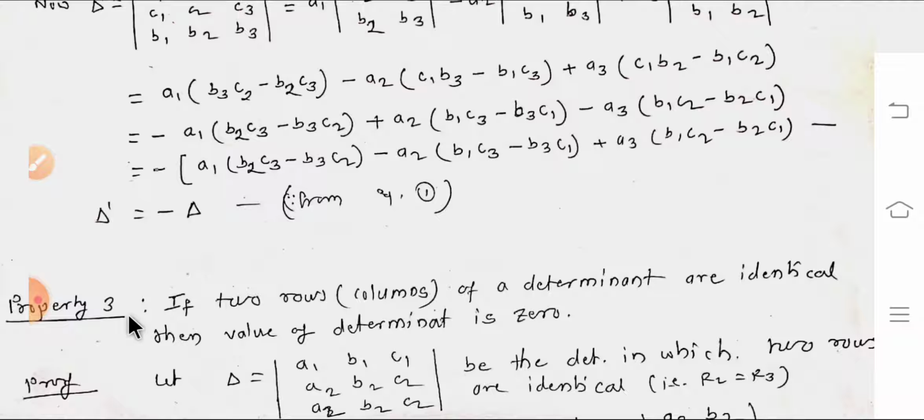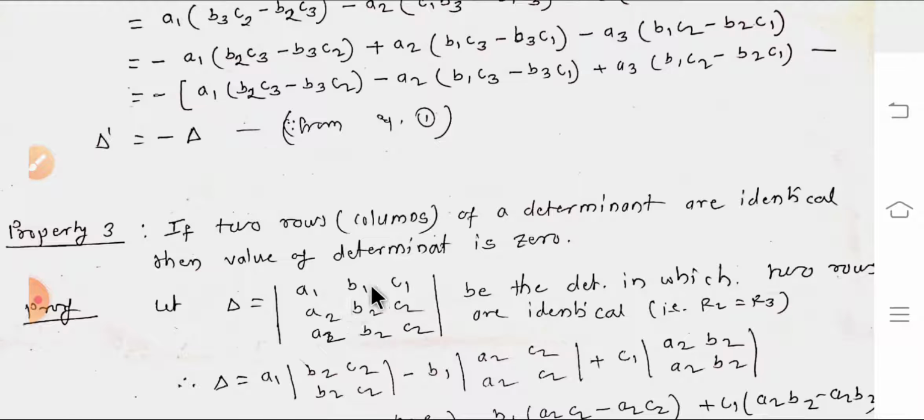Now property 3: if two rows or columns of a determinant are identical, then the value of the determinant is 0. Means if any two rows or columns are the same, then the value of the determinant is 0. Let delta equal the determinant of a1 b1 c1, a2 b2 c2 and a2 b2 c2. Means here second row and third row are identical, all the elements are the same.